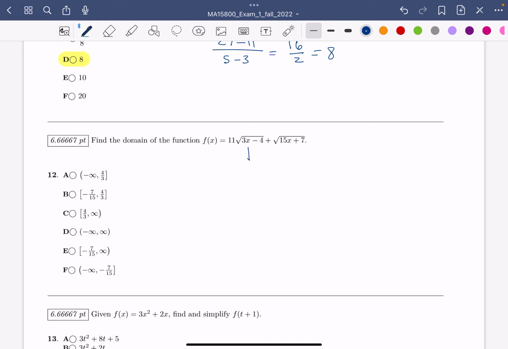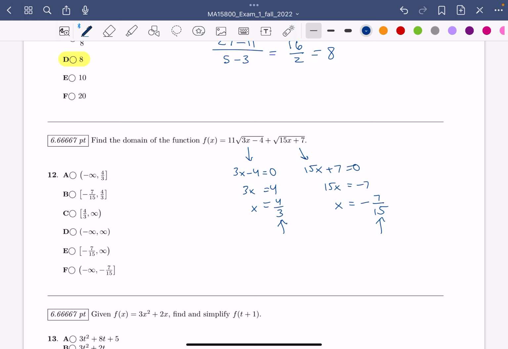So let's set this equal to 0. 3x minus 4 equals 0. That gives us 3x equals 4. x equals 4 thirds. Let's do the other root. We get 15x plus 7 equals 0. 15x equals negative 7. x equals negative 7 over 15. Now, we want to find the domain. What we do know is that any number less than this or less than this will cause it to be imaginary.